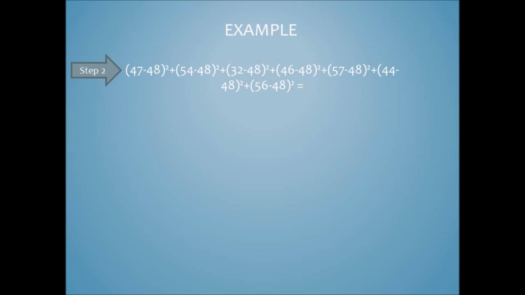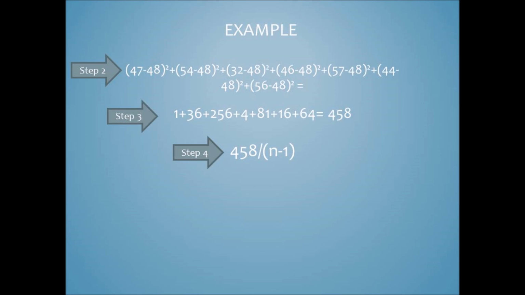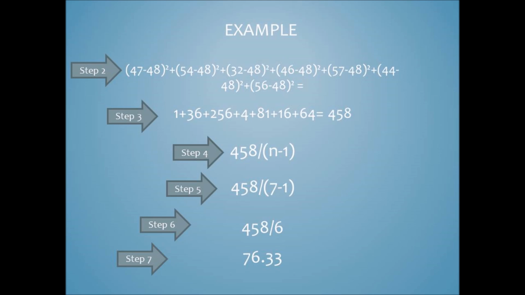Alright, next is step 2. It is taking each data point and subtracting off the mean, and then squaring them and adding them all together. Once they're squared and added together, you get 458, which you then have to divide by the number of data points minus 1, which results in 458 over 6, or 76.33. So this is the inside of your square root.